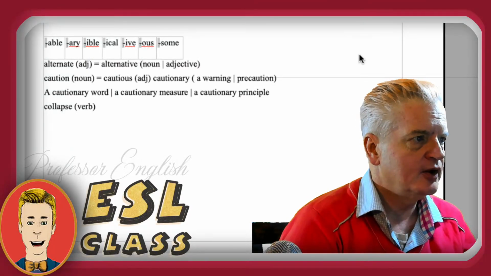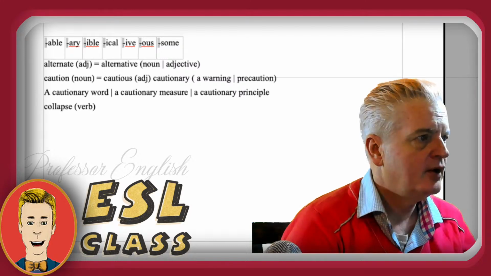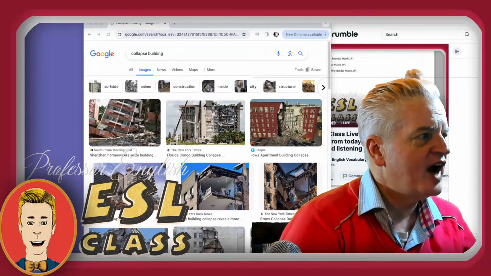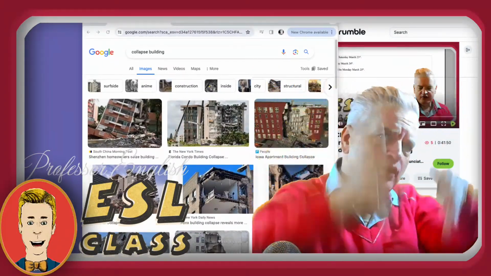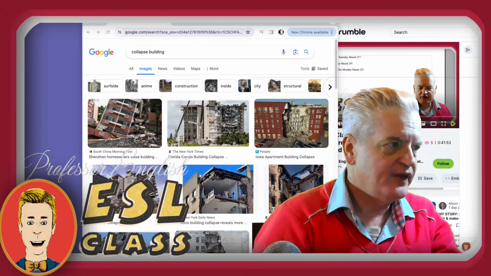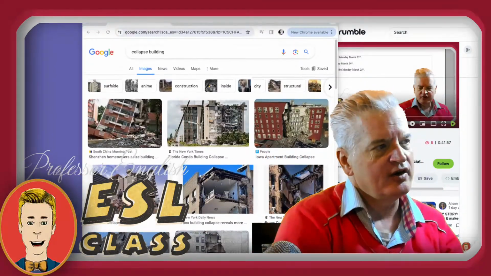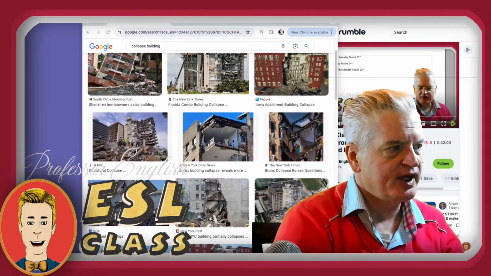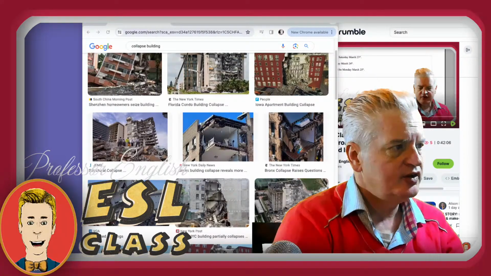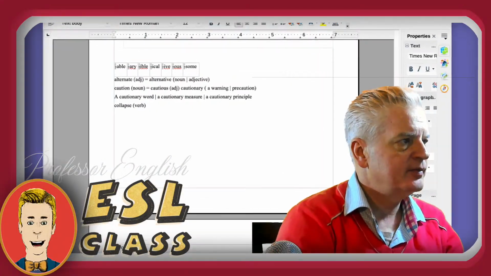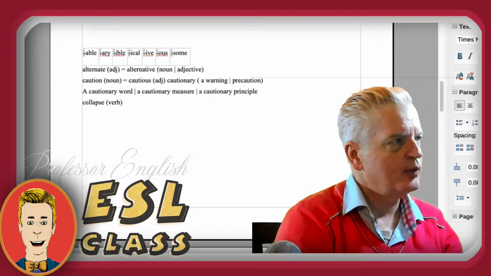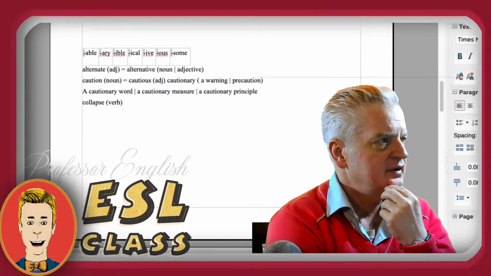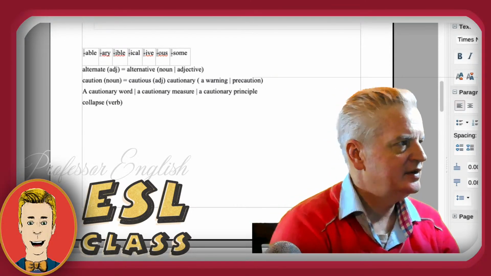Let me show you some pictures here. So these are collapsed buildings. When buildings are up like this and then they go down, that's a collapsed building. So it's really thought of in a very negative way. Okay, so that's how he knew it, as being a very bad, negative sort of thing. And it is. But if you know that word, which ending do you think we could put after the word collapse? Any idea? Well, here, I'll give you the answer.